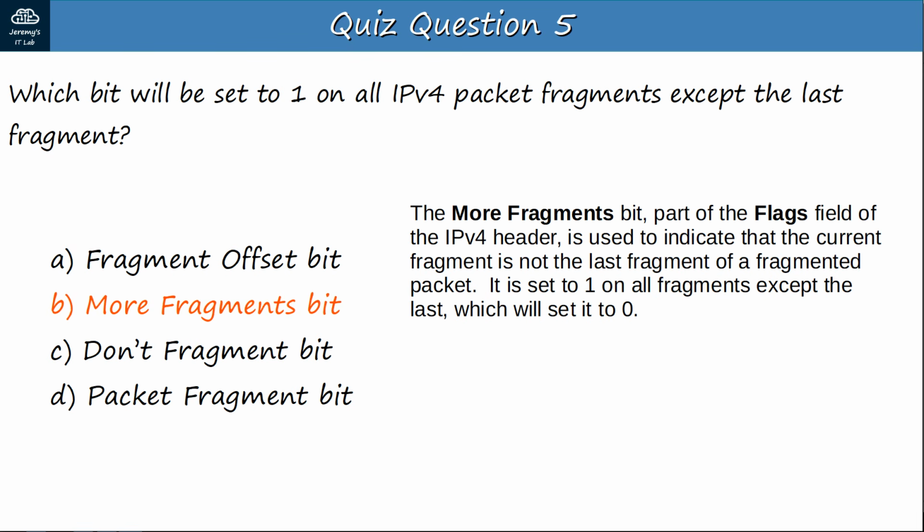A. Fragment offset is a 13-bit field in the header, not a single bit. C. Don't fragment bit is used to prevent a packet from being fragmented. And D. Packet fragment bit is not a real bit in the IPv4 header.